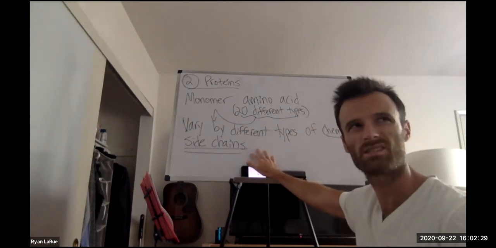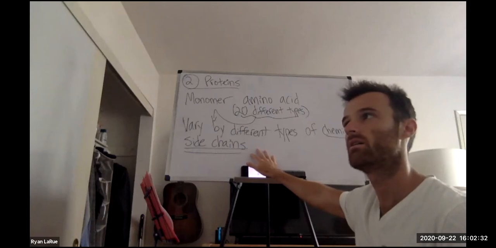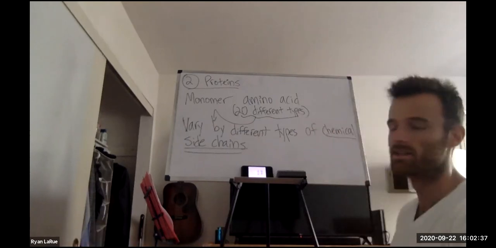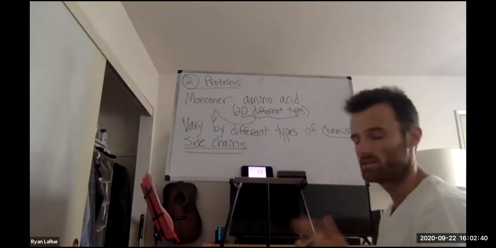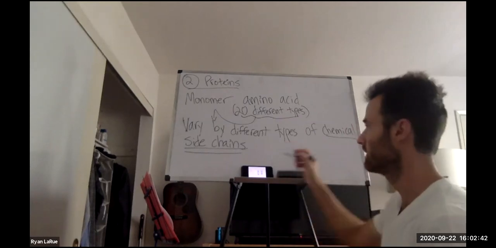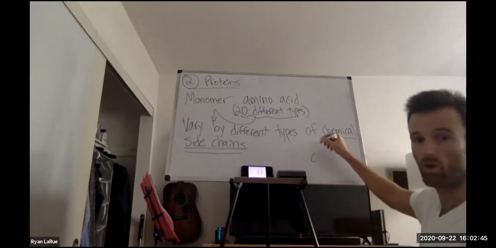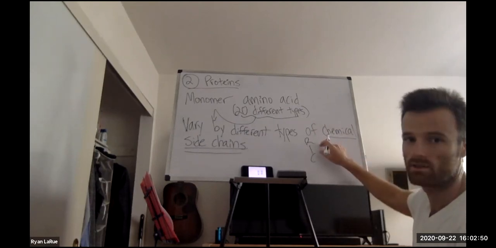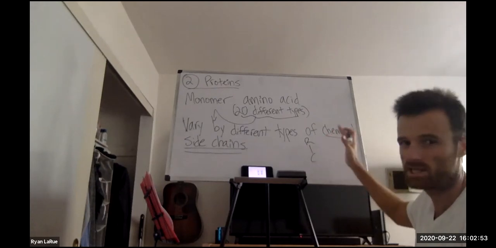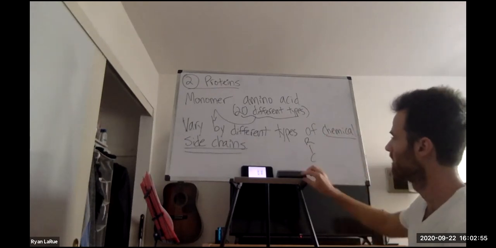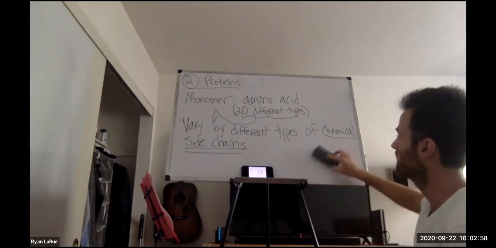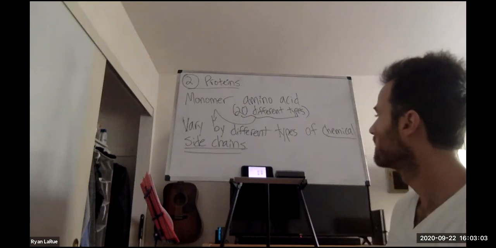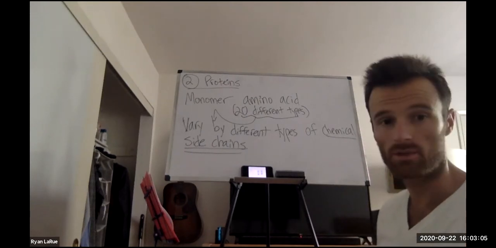Sometimes, I think on the quiz, I added side chains. They're sometimes called R groups because, to shorten it, instead of writing the whole group attached to the carbon, they just write an R. So sometimes R group, side chain, same thing. So that's the difference between amino acids. And there's 20 of them.